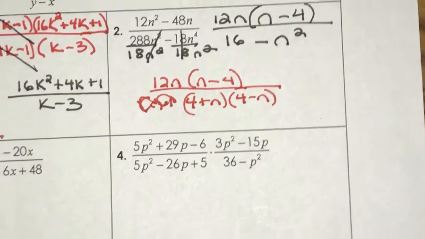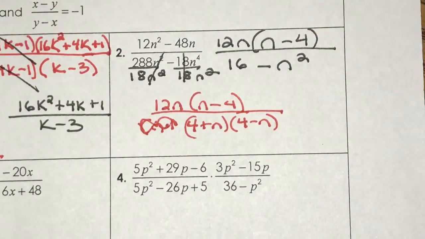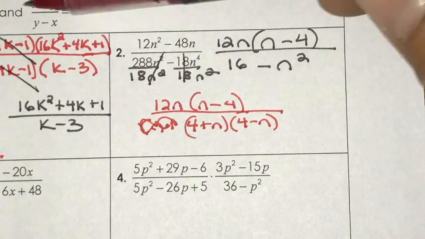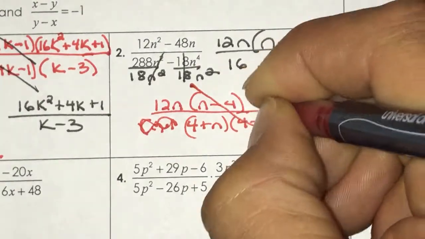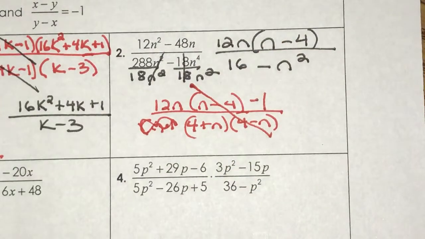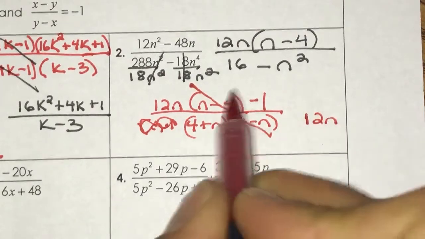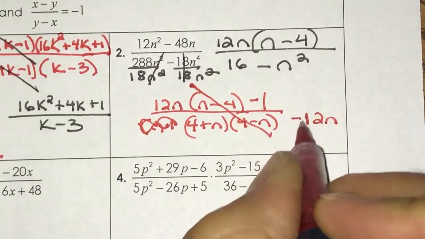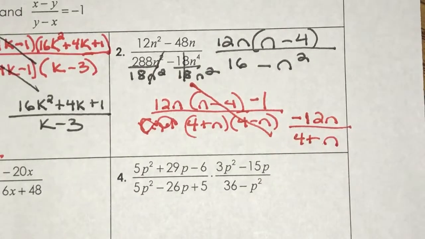Now look up in these notes right here where it says recall. What does it say x plus y divided by y plus x is? 1. And what's x minus y divided by y minus x? Negative 1. So here we have this situation, and we just know that that's negative 1. So final answer would be 12n, but this negative now is just in front, so negative 12n over 4 plus n.